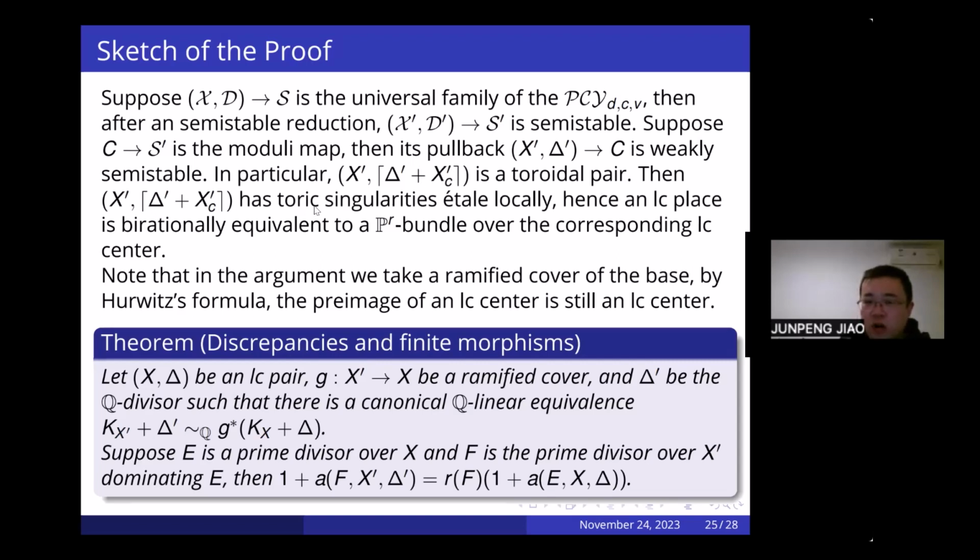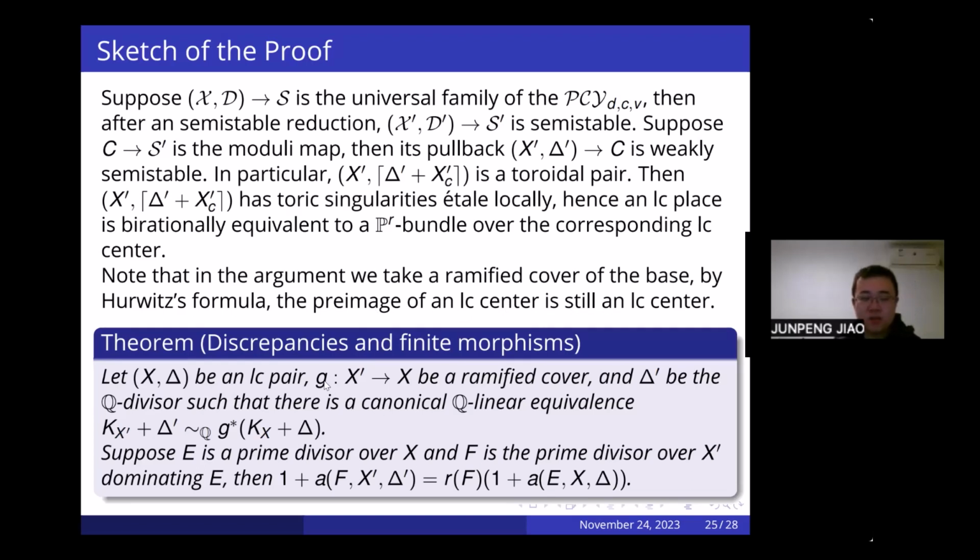Then it has a toric singularity locally. And therefore, an LC place is birationally equivalent to a P^r bundle over the corresponding LC center. So now we can complete the proof. But note that in the argument, we take a ramified cover of the base. By the Hurwitz formula, the preimage of an LC center is still an LC center.